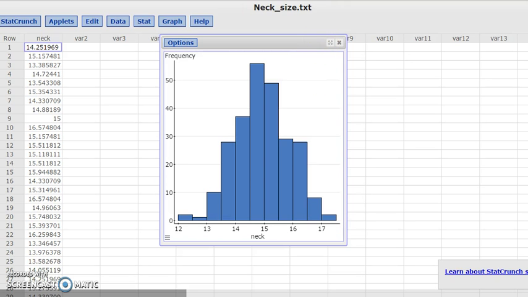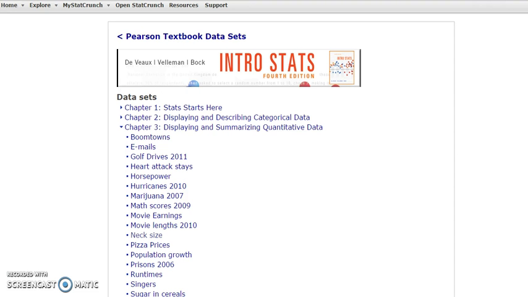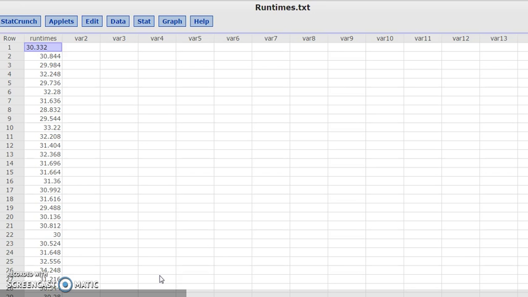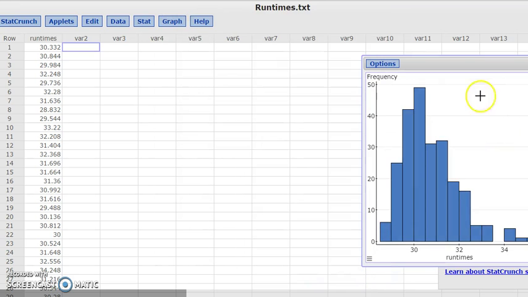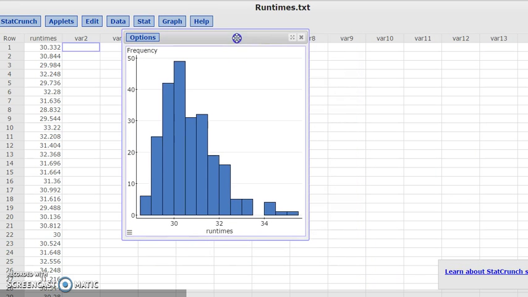Now, let's look at another data set. Runtimes. This is the running time. Okay, let's go to Graph, Histogram, click on Runtimes, Compute. And now you cannot say this is symmetric. This is obviously skewed, but which side does it skew to?